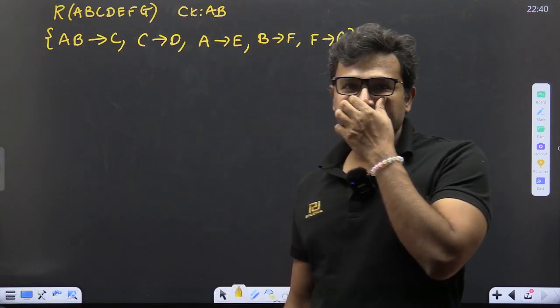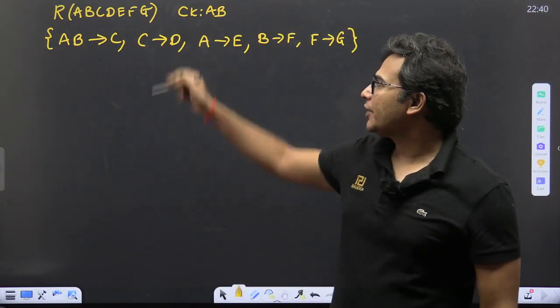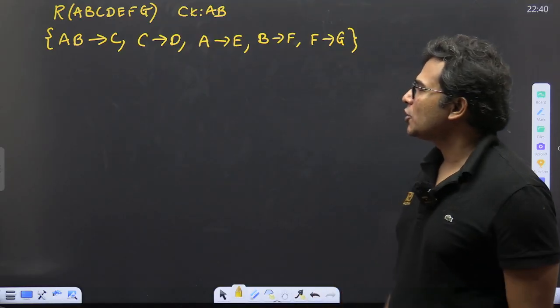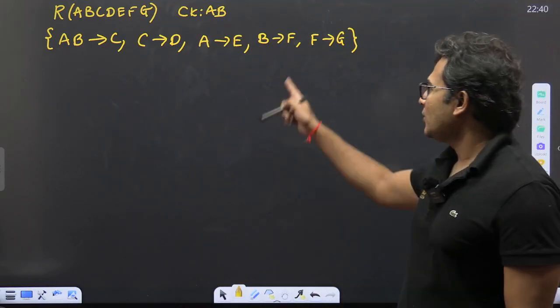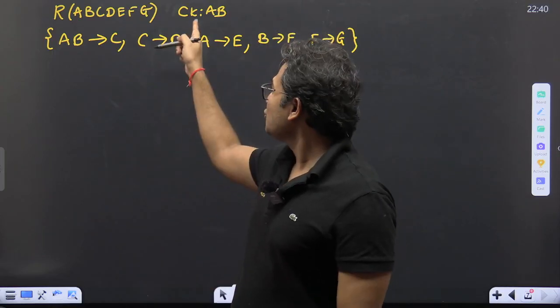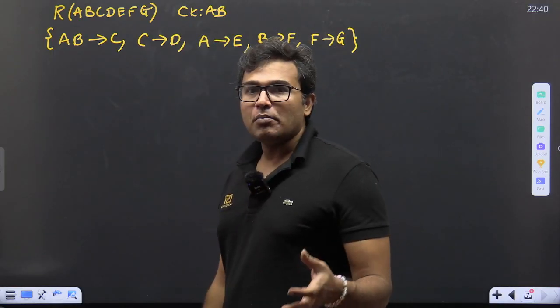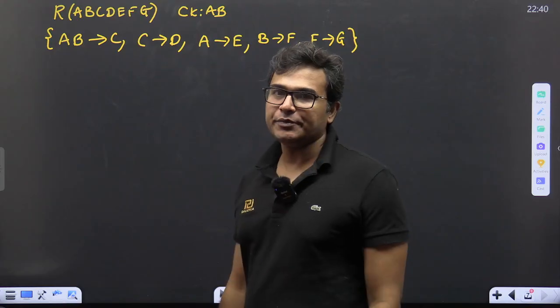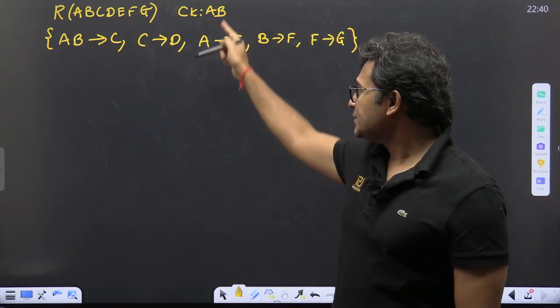So let's see this example. A table is given, A, B, C, D, E, F, G are the attributes, and then functional dependencies are given. And for your convenience, I have given you the candidate key also, but in the exam you have to find out the candidate key, right? Now, AB is the candidate key.